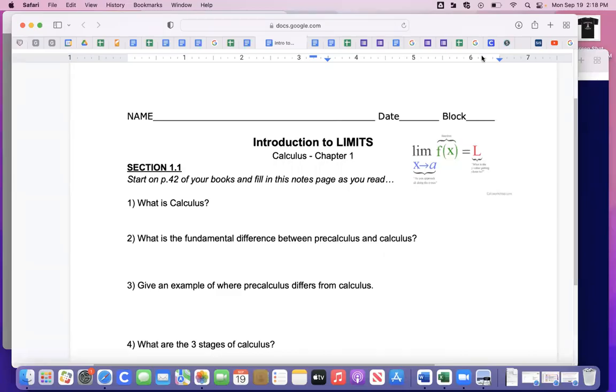All right, everyone. Welcome to day one of limits. We are going to be starting our first real calculus unit on limits today.